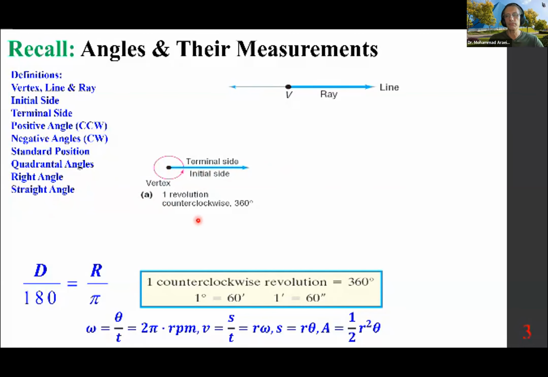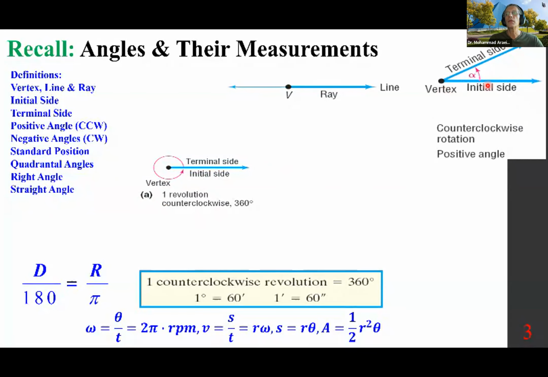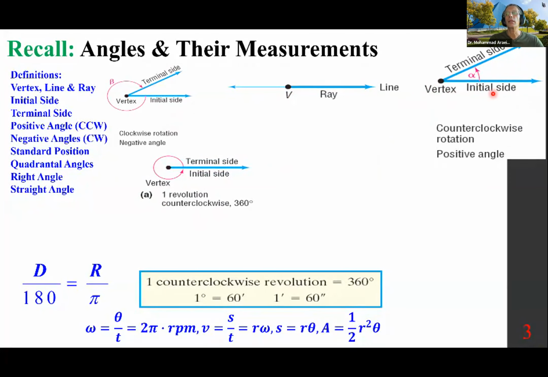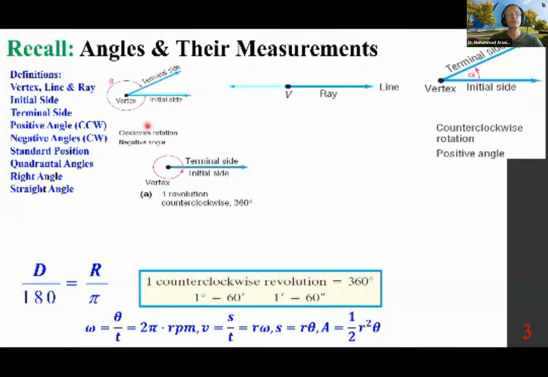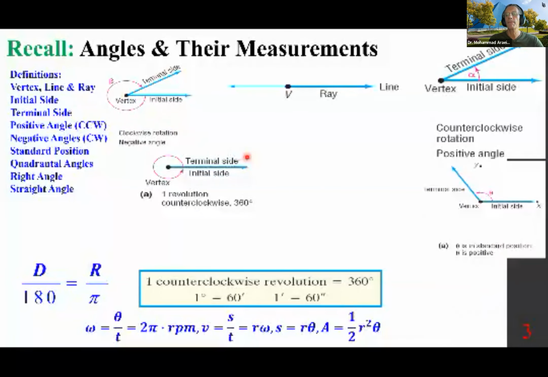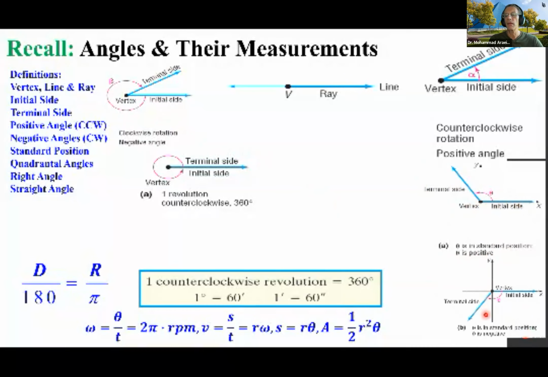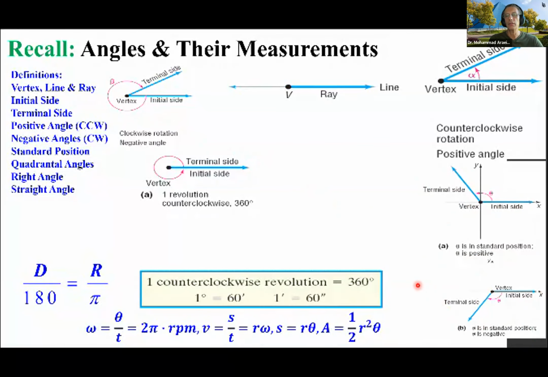So initial side, terminal side, vertex, that's where the two rays come together to create an angle. And as I mentioned, this is the initial side, this is the terminal side. Negative side. Initial side, terminal side. Theta is in standard position. Theta is positive. Initial side, terminal side going clockwise. Theta is negative.